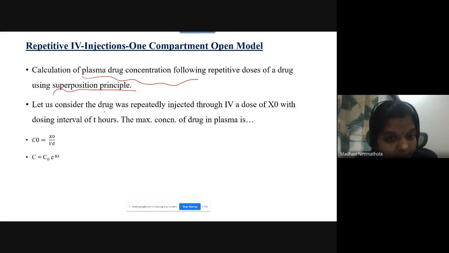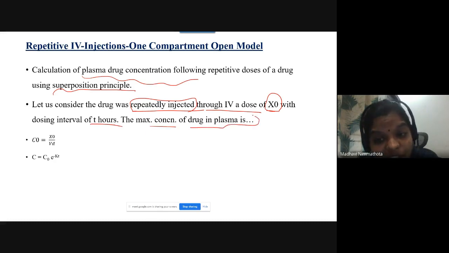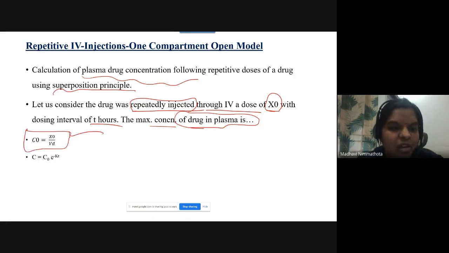Let us consider the drug was repeatedly injected through an IV dose, that is X naught, with a dosing interval of T hours. The maximum concentration of the drug available in the plasma. Before deriving this equation, just remember the basic relationships. C0 is equal to X0 by Vd. The next equation is C is equal to C0 into e to the power of minus Kt.